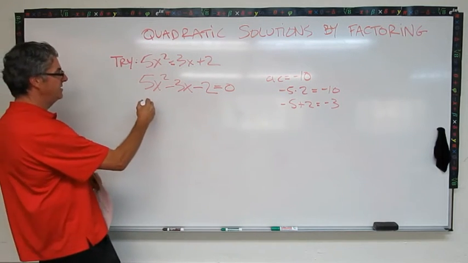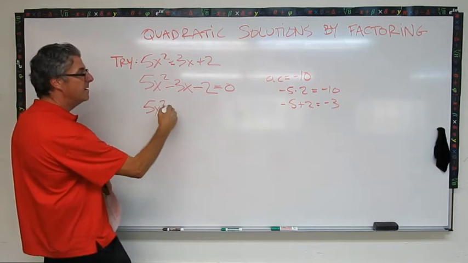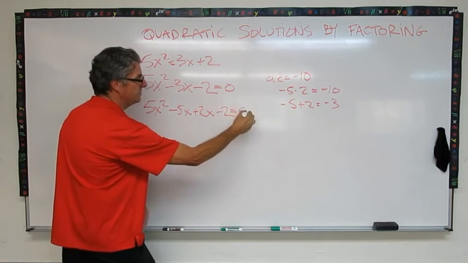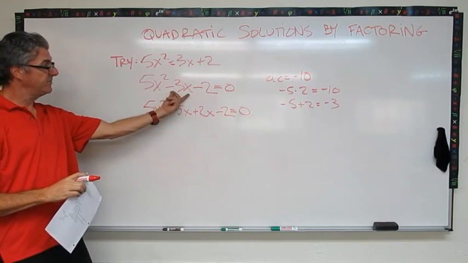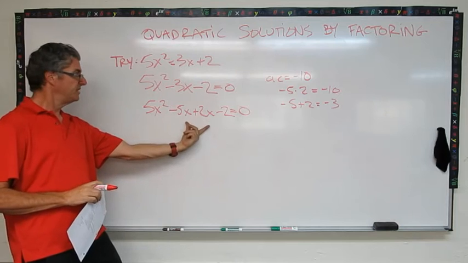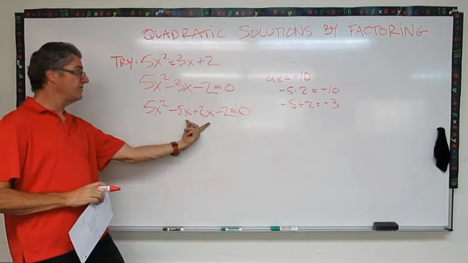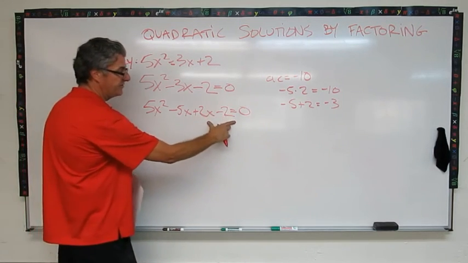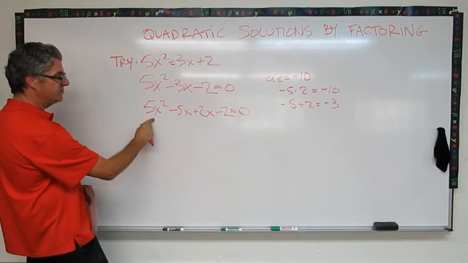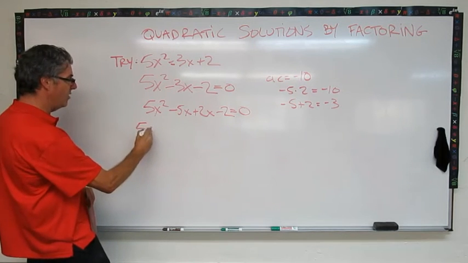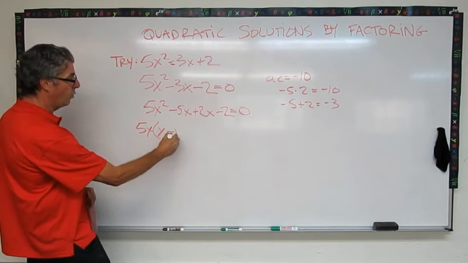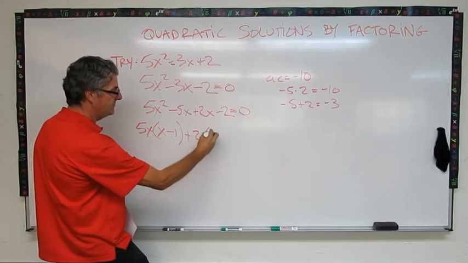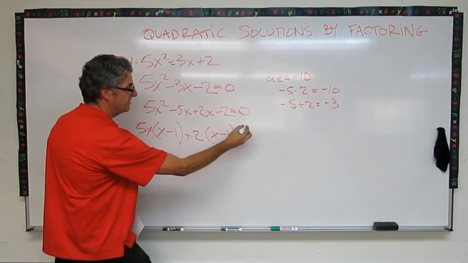So let's do that step. 5x squared minus 5x plus 2x minus 2 equals 0. So all I did is I just took this negative 3x and I wrote it differently as two terms. If I combine these, because they are like terms, I can do that, I'd wind up back here. Now I'm going to factor this group and see what we get. So what's in these two terms? Looks like I've got a 5x in both of them, and this becomes x minus 1 plus, and I have a 2 in both of those, 2 times x minus 1 equals 0.